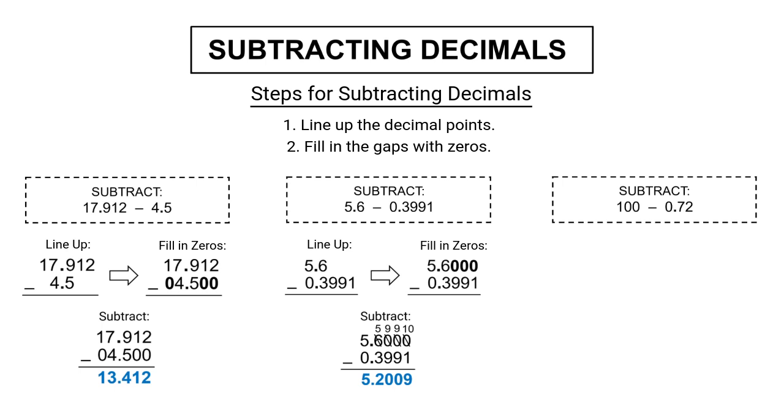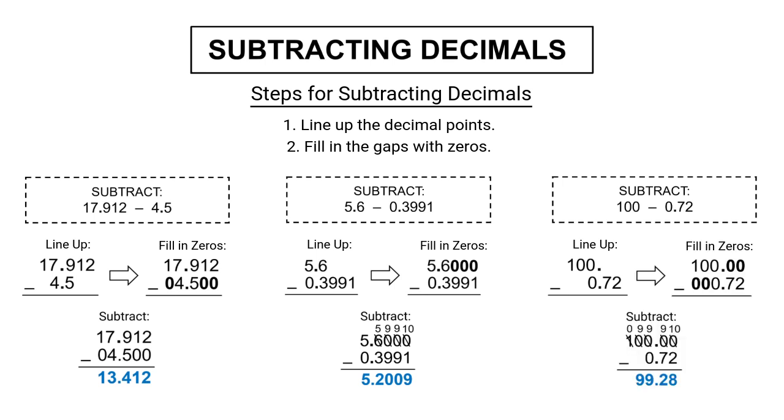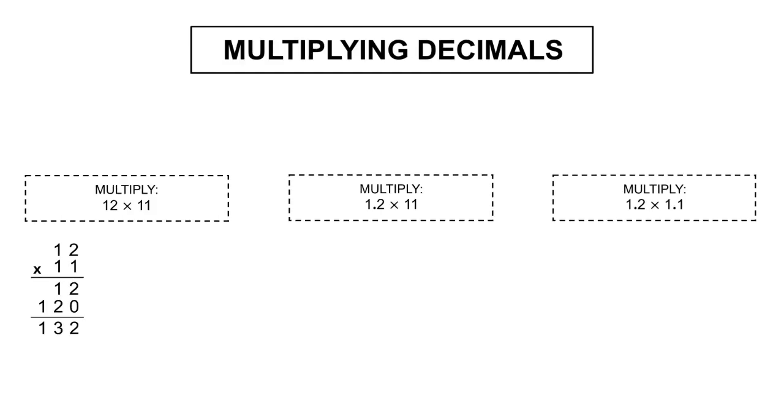Looking at the third problem, once again, you're going to line up your decimal points. Once again, for a whole number, the decimal point is to the right of it. Fill in your gaps and subtract. And that's all you do for subtracting decimals.